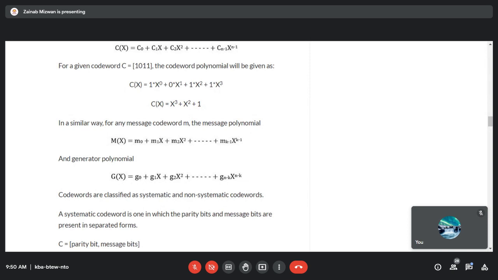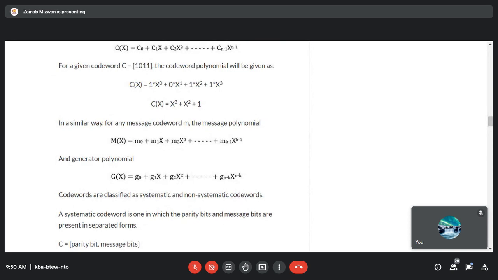Again I am revising. In the code word polynomial, the highest power of x is n minus 1. In the message polynomial, the highest power of x will be k minus 1. Similarly, in the generator polynomial, the highest power of x will be n minus k. So n minus 1, k minus 1 and n minus k. It is very important that in the generator polynomial, the highest power of x will be n minus k, whatever the values of n and k given to you.